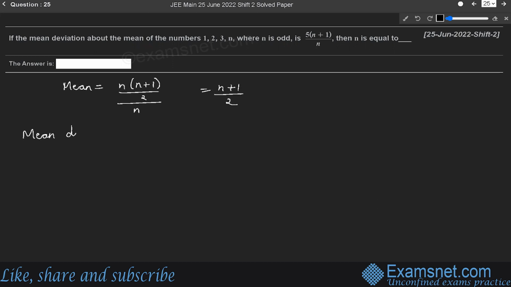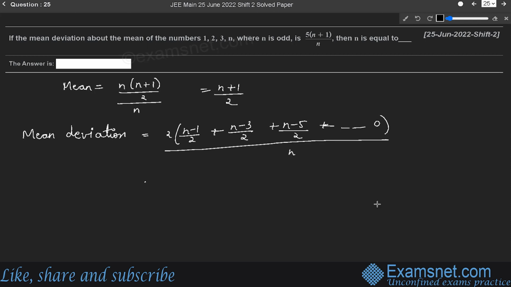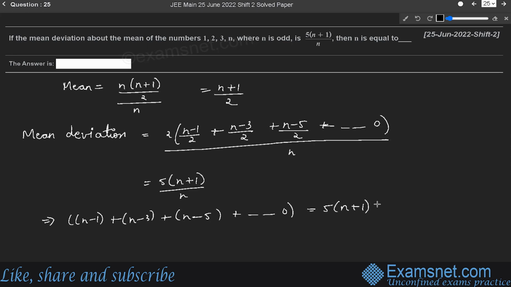Mean deviation will be equal to 2 into [(n minus 1) by 2 plus (n minus 3) by 2 plus (n minus 5) by 2 plus so on up to 0], whole divided by n. So this will be equal to 5 into (n plus 1) divided by n because it is already given in the question. So it can be (n minus 1) plus (n minus 3) plus (n minus 5) plus so on up to 0 is equal to 5 into (n plus 1).